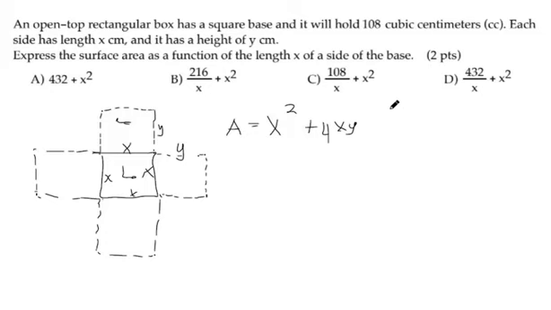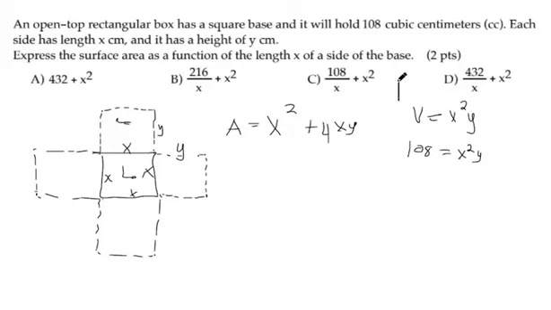So to make it a function of x, that's why they give you a little extra information about the volume. The volume of this thing is the length times the width times the height, right? So x times x times y. The area of this two-dimensional base times the height. That's the volume of this thing. And we can plug in 108 for V.